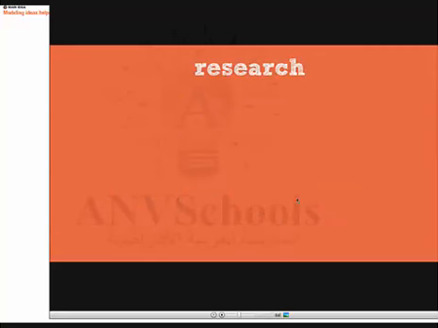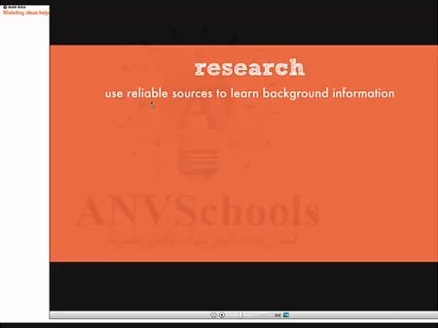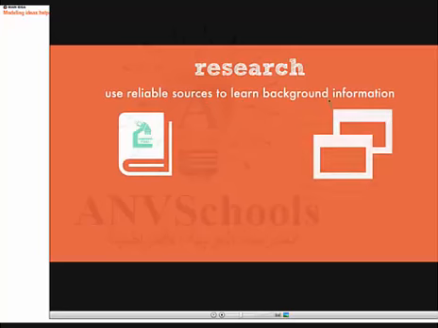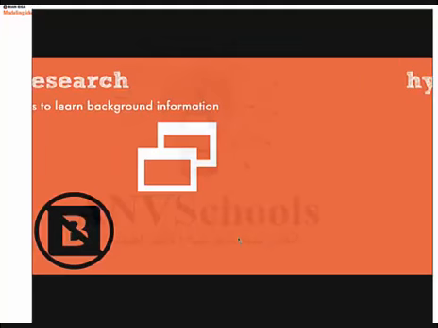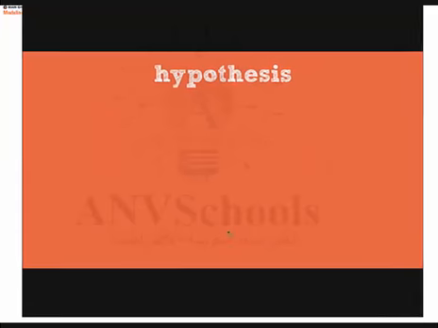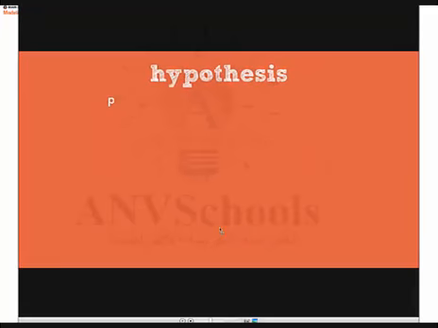It may be, and two, research. Research, what is research? When we look at research, we look at observations that we make. It is the use of reliable sources to learn background information. Reliable sources should not be blogs or some textbooks which may not have information that is right.